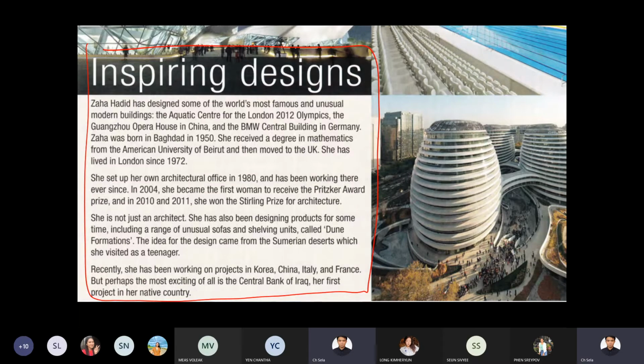unusual sofas, shelving units called dome formations. The idea for the design came from the Sumerian desert, which she visited as a teenager. Recently, she has been working on projects in Korea, China, Italy, France, but perhaps the most exciting of all, the Central Bank of Iraq, her first project in her native country. So she is from Iraq. Okay, and you see why we call it international design, because now she's working and designing a lot of buildings around the world, right? Including Korea, China, Italy, France.